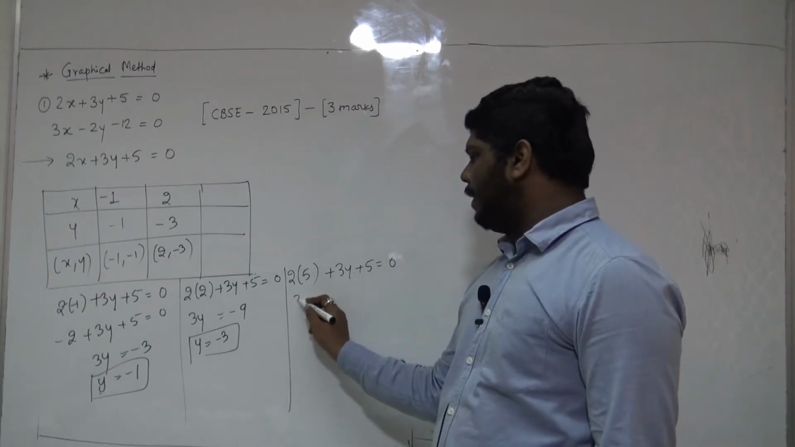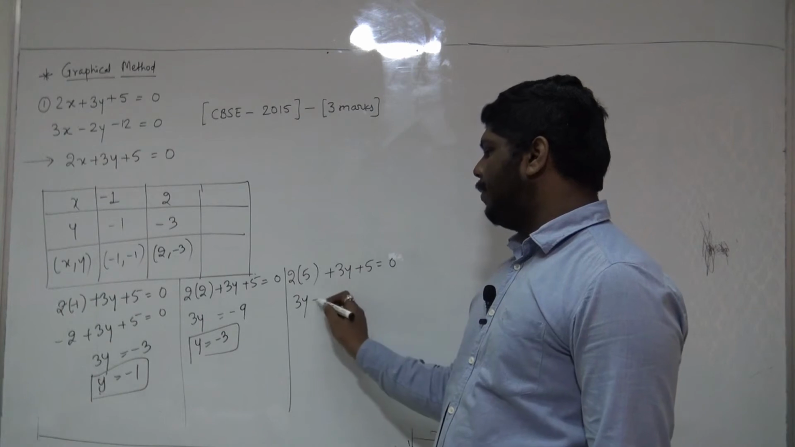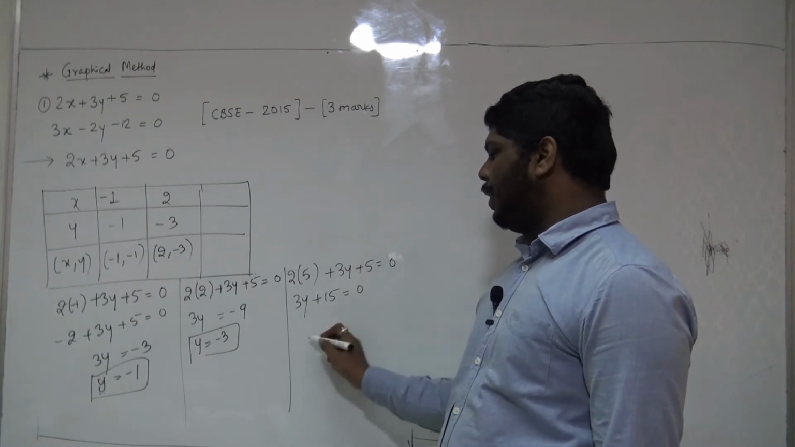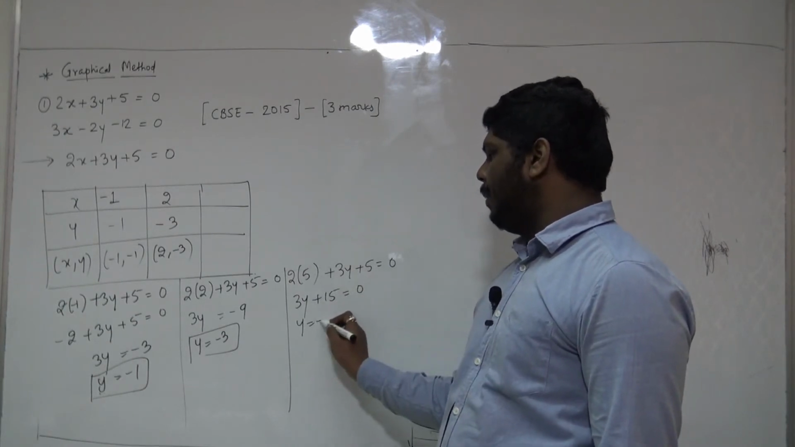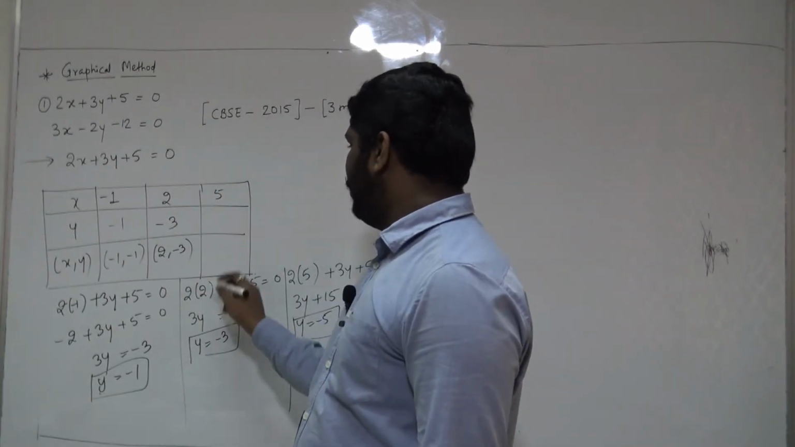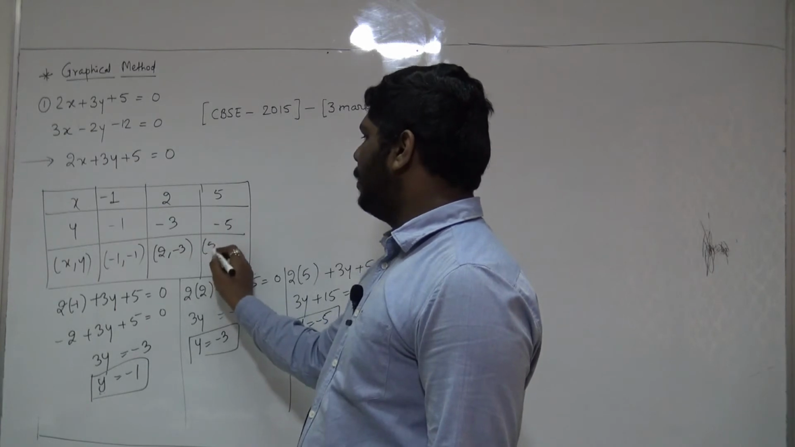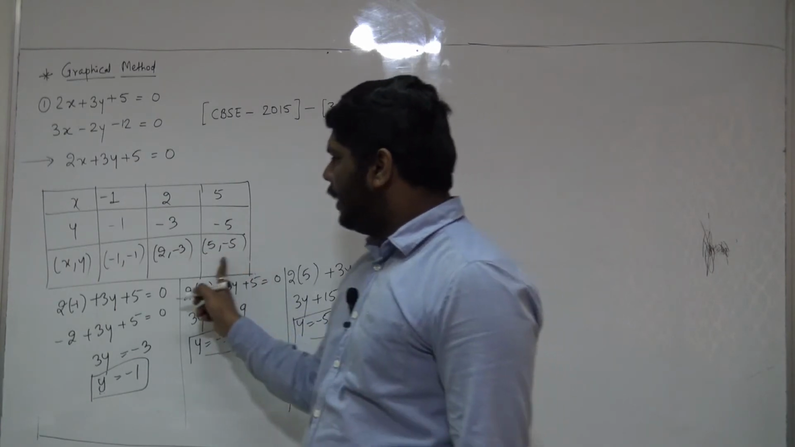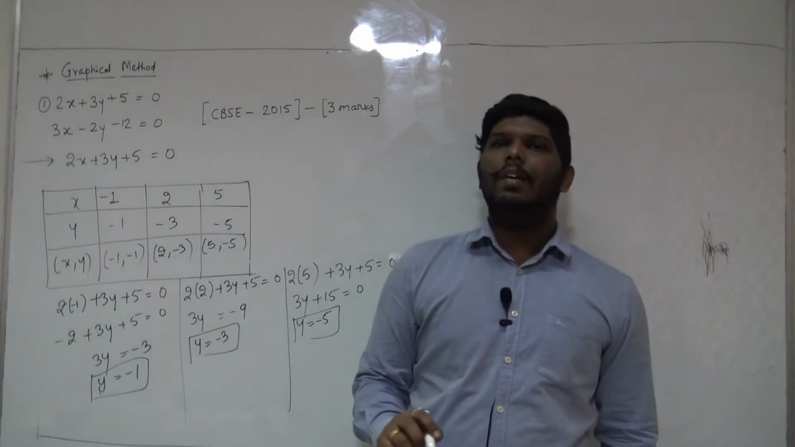So here we can say 3y, 2 5s are 10, 10 plus 5 will be 15 is equal to 0. So 3y is equal to minus 15, which means the value of y will be minus 5. So if x is 5, y will be minus 5, and the point becomes 5 comma minus 5. All these values you can see are easily available on the graph paper.